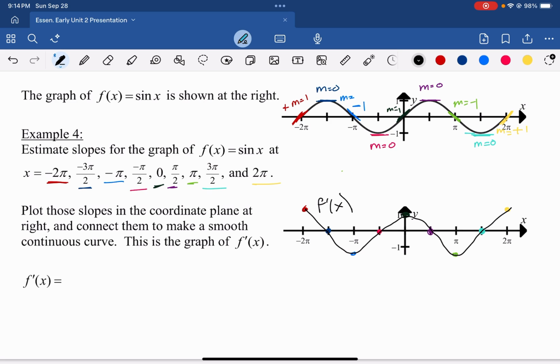If you remember from graphing trig functions, we have our sine graph, and this one is our cosine graph. So the derivative of sine of x is cosine x.